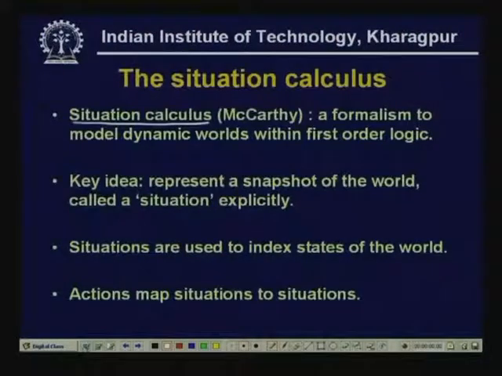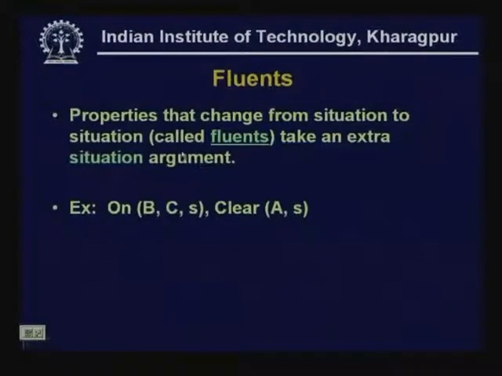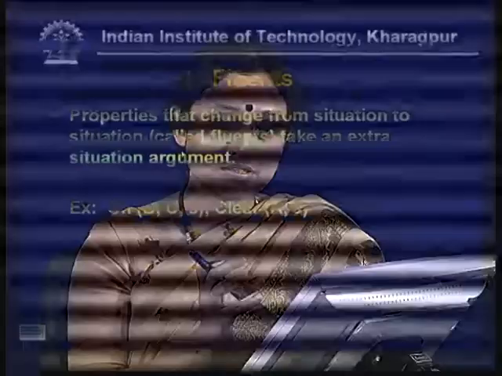Fluents are properties that change from situation to situation. There are certain propositions which are independent of the situation, but fluents are those that change from situation to situation. So, in order to specify those propositions, we need an extra argument to denote the situation.